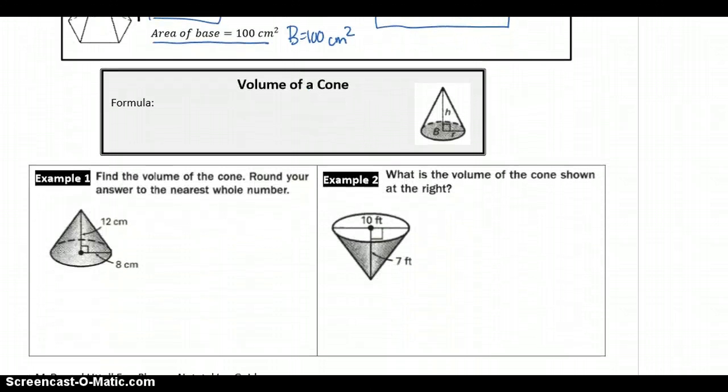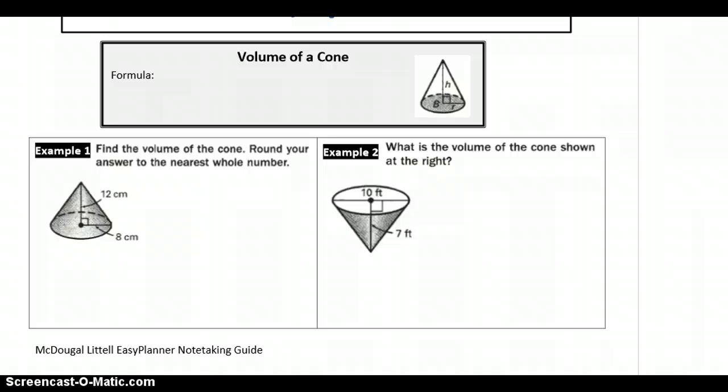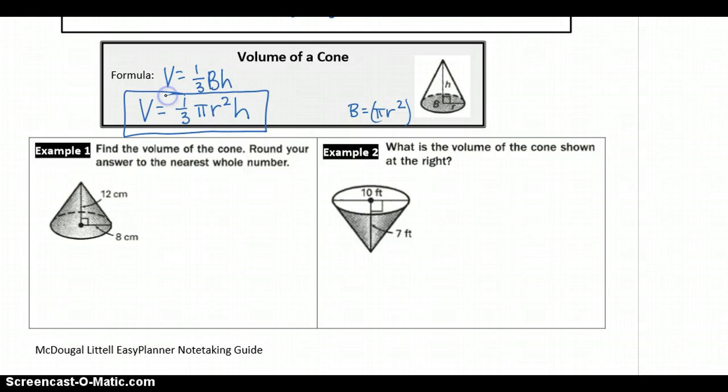Next, we're going to look at the volume of a cone. The formula for the volume of a cone is V equals 1/3 capital B times H again. However, the area of the base in a cone is always going to be a circle, for which the formula for the area is pi r squared. So we can substitute this in for B and get a new formula of V equals 1/3 pi r squared h. This will save us a step by using this new formula.